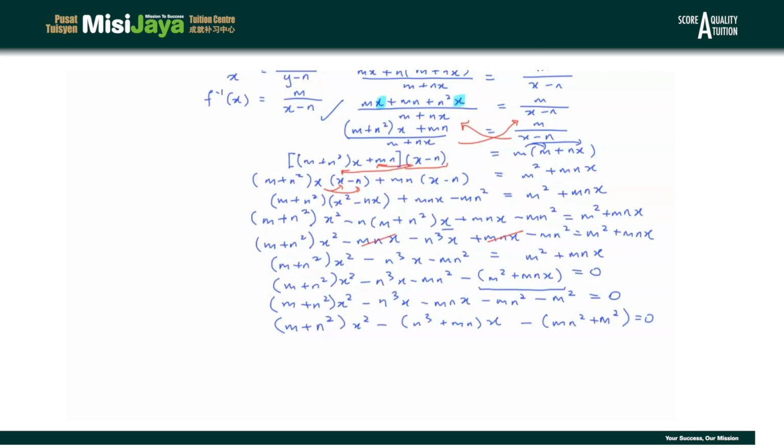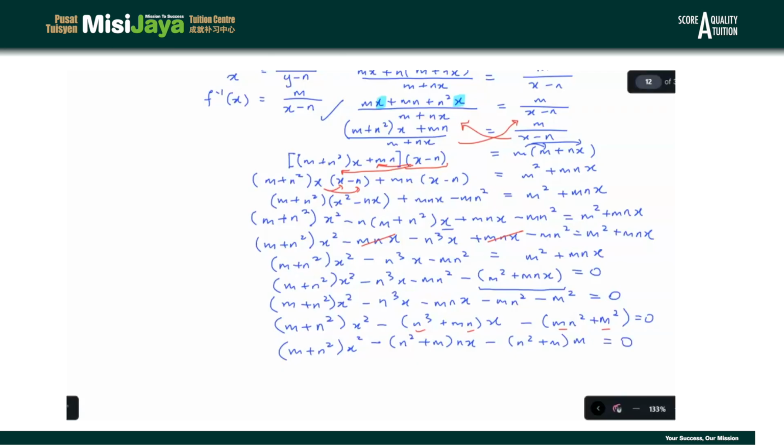Okay, so the next step, let's see what we can do from here. We can take out the n, and this one we can take out the m. So this one, (m+n) square, times x square, (m+n) square times x square, then minus, so this, I take out the n, so n square is left inside the bracket, plus m, and then this is nx, then minus, so this one I take out the m, so we get n square plus m, and then m, equals 0.